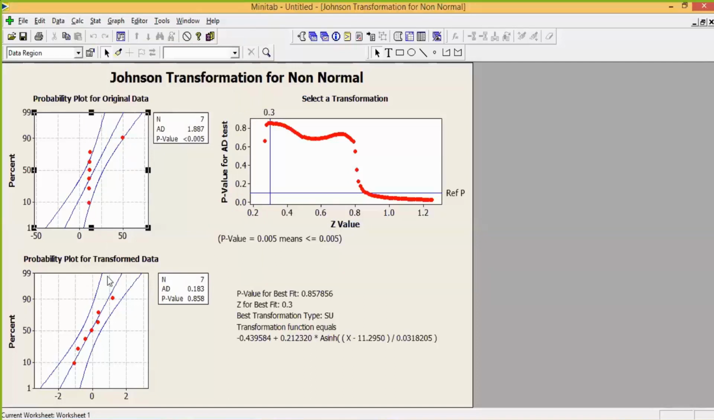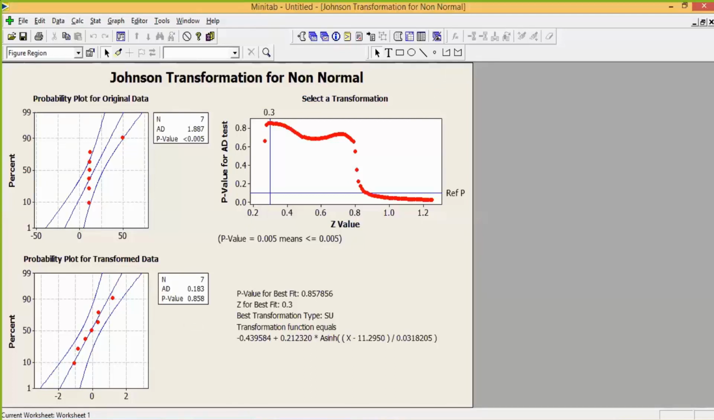So here this is going outside and here it is within the limits. So this is the transform data, and the p-value is equal to 0.858, which is greater than 0.05. So it is normal data. So any p-value greater than 0.05 is supposed to be normal data. And the transform data is where?